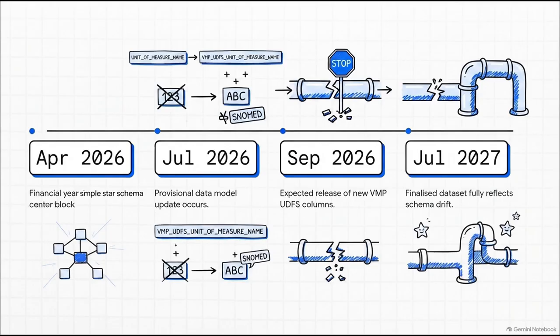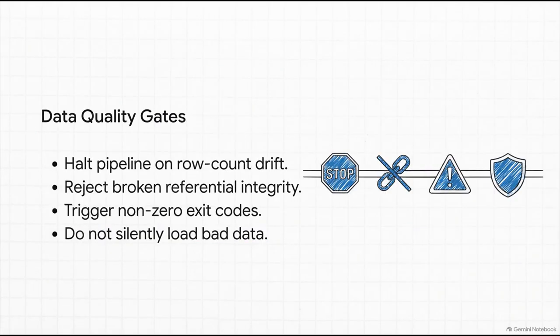If our pipeline isn't prepared for the September release, those new string values are going to completely break it. So, how do we actually stop this from wrecking our warehouse? We secure the perimeter of our database by setting up data quality gates. Before the load commits, we check the data. Has the row count drifted significantly? Has referential integrity been broken by a new data type? If so, we trigger a non-zero exit code. We stop the pipeline cold. We do not silently load bad data and just cross our fingers that someone notices later. We force an alert, investigate the schema drift, update our dimension logic to handle the new strings and column names, and only then do we let the pipeline proceed.